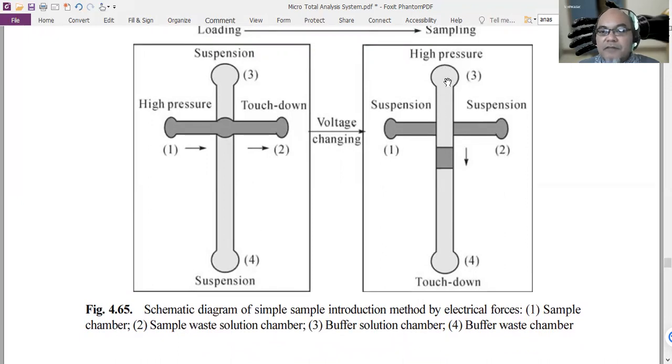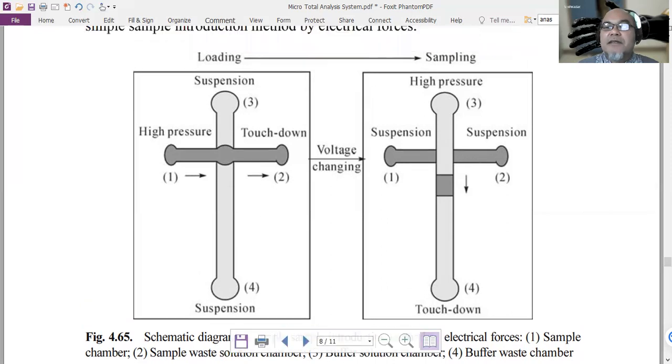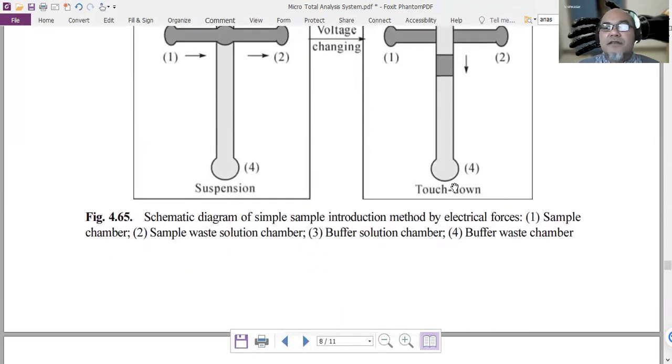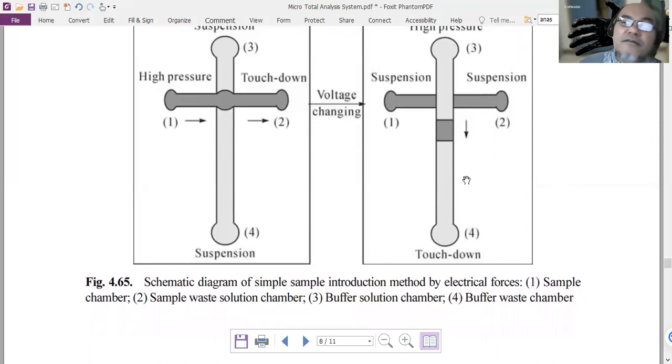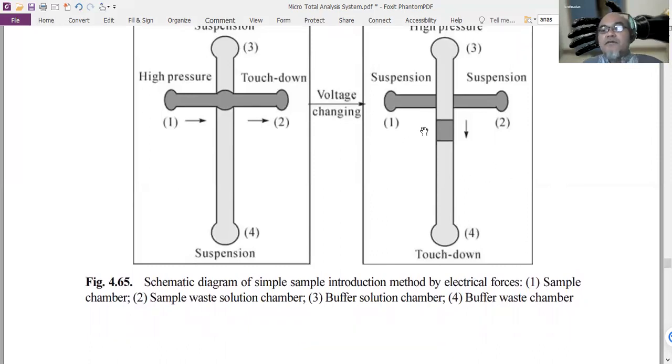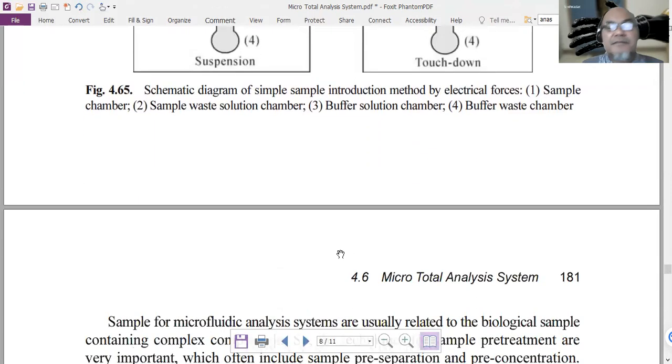This will push some of the sample here downward. So we have a droplet of the sample here. We call it droplet microfluidics or digital microfluidics. So instead of dealing with the sample in continuous flow, it will deal with the sample in these small volume droplets.